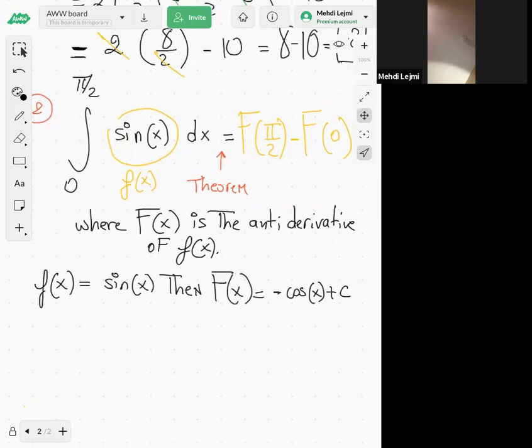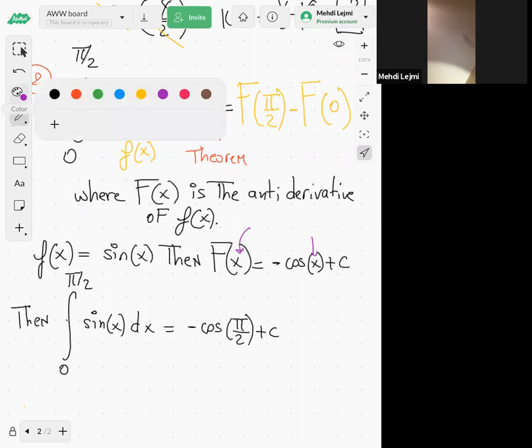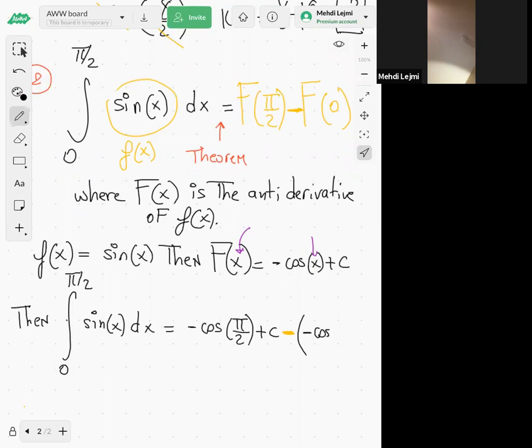So this definite integral from 0 to pi over 2 of sine of x dx will be capital F at pi over 2. So that's minus cosine of pi over 2 plus the constant, right? You plug pi over 2 into the capital F. And then we have minus, right? This is the difference between the value of the antiderivative at b and a. So minus, and then the value of your antiderivative at 0. So that's minus cosine of 0 plus C.